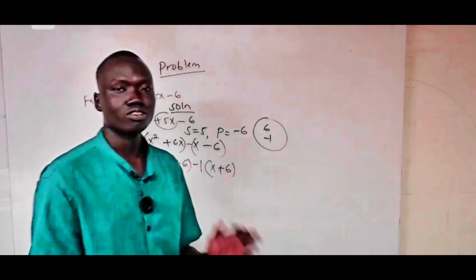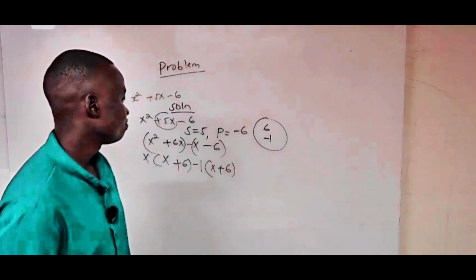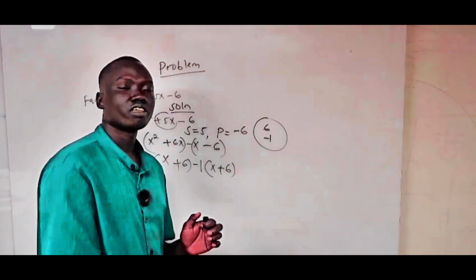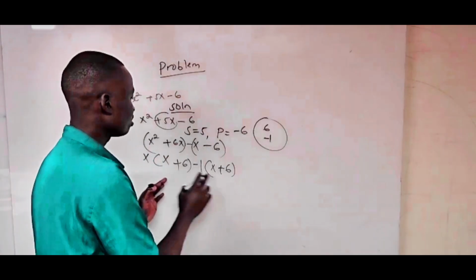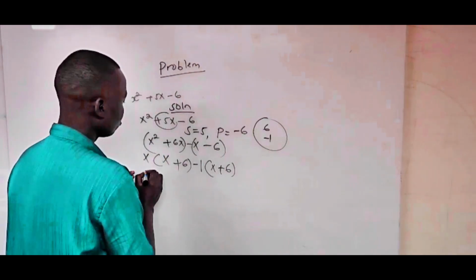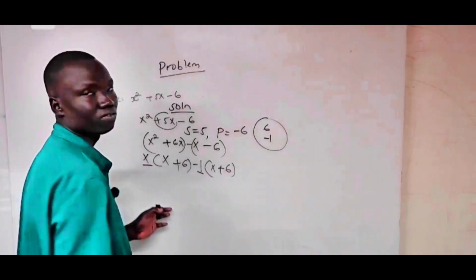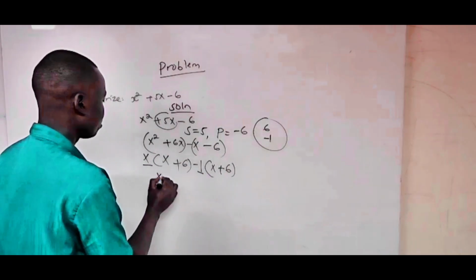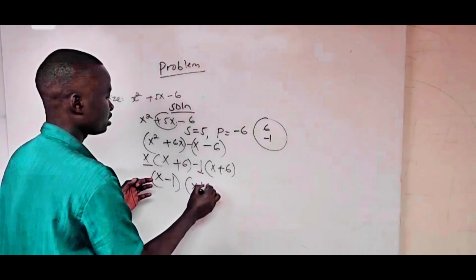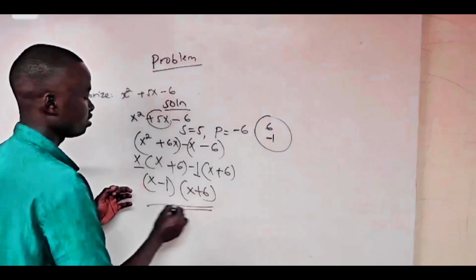Now what you are going to consider here is this: if the two brackets are equal, it means your factorization has no problem. Since these ones are equal, your factorization is okay. Now we are just going to pick one bracket, so we are going to have x minus 1, and then pick one, x plus 6, and we are done.